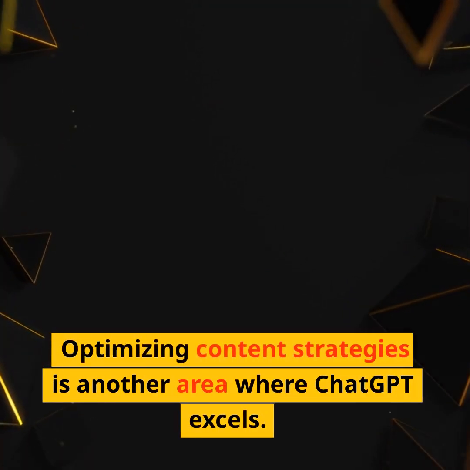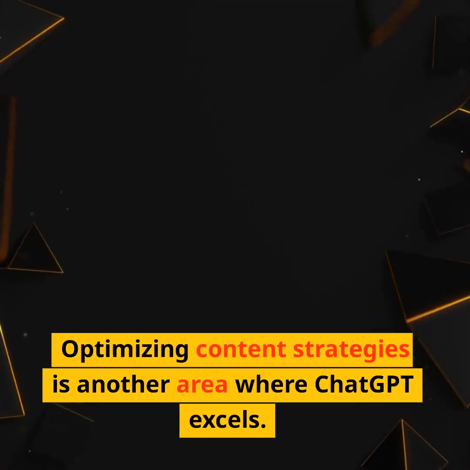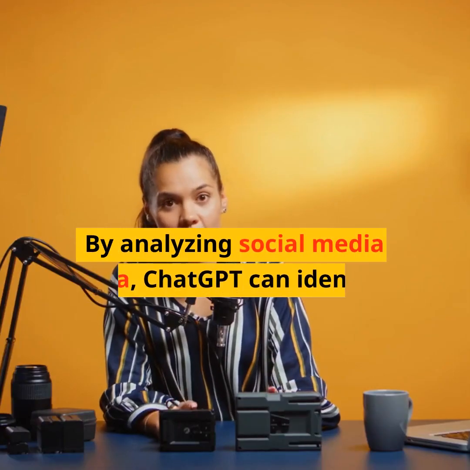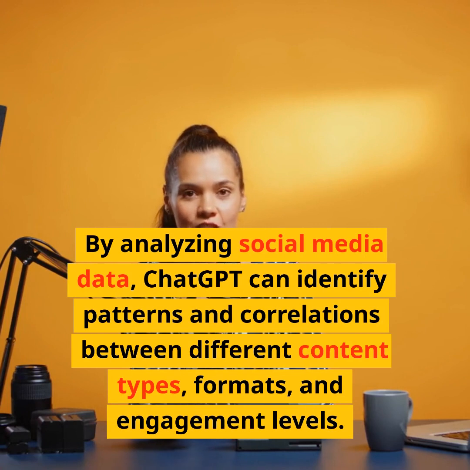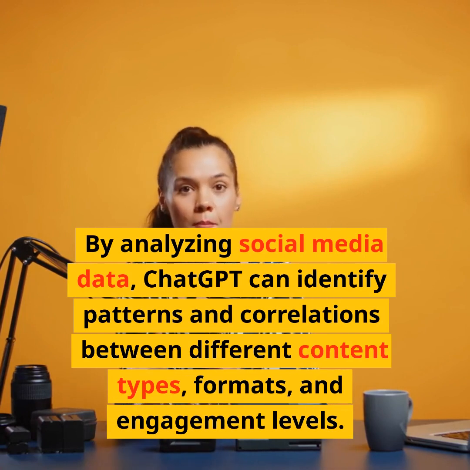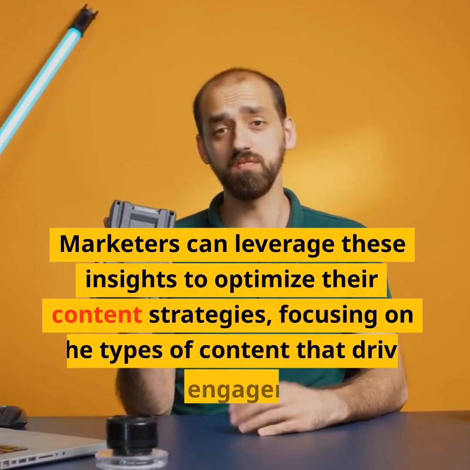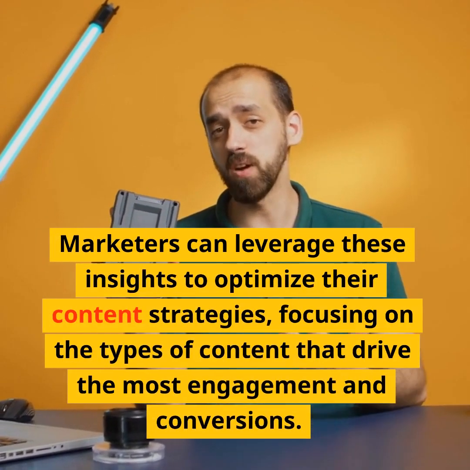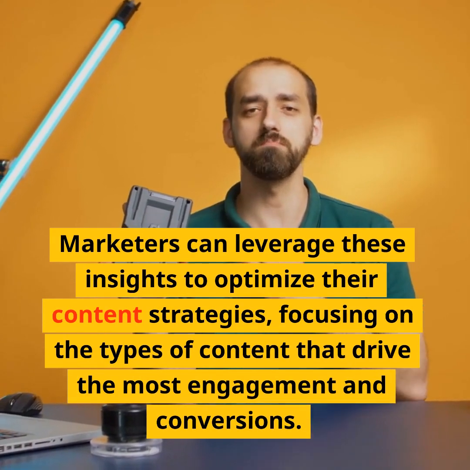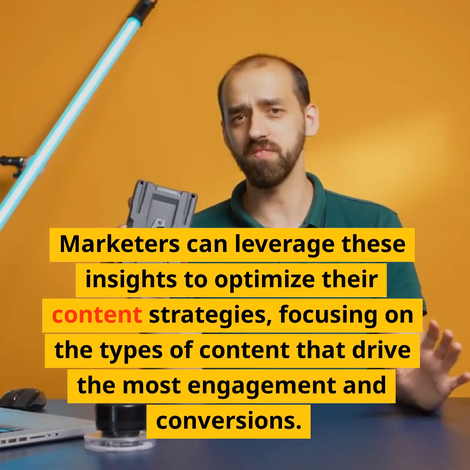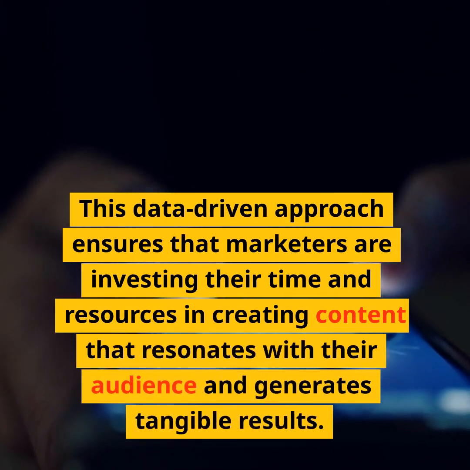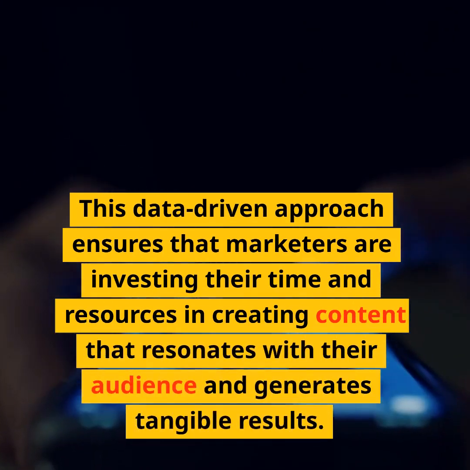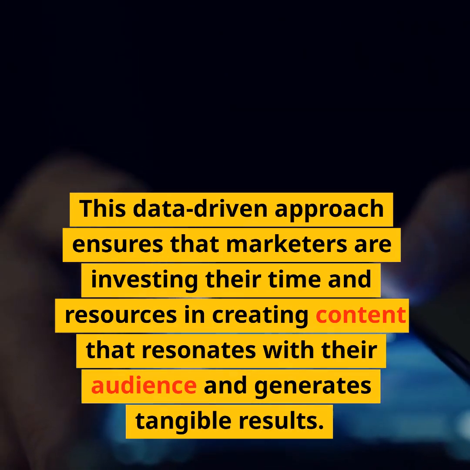Optimizing content strategies is another area where ChatGPT excels. By analyzing social media data, ChatGPT can identify patterns and correlations between different content types, formats, and engagement levels. Marketers can leverage these insights to optimize their content strategies, focusing on the types of content that drive the most engagement and conversions. This data-driven approach ensures that marketers are investing their time and resources in creating content that resonates with their audience and generates tangible results.